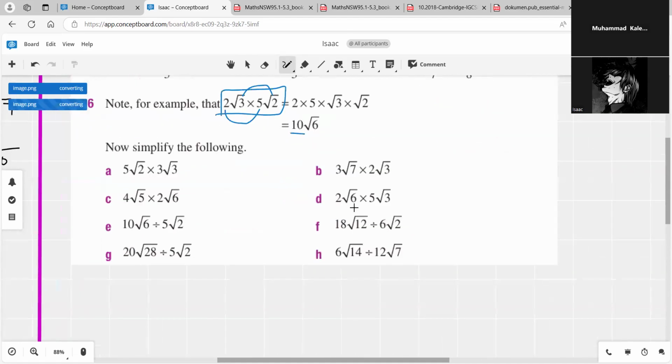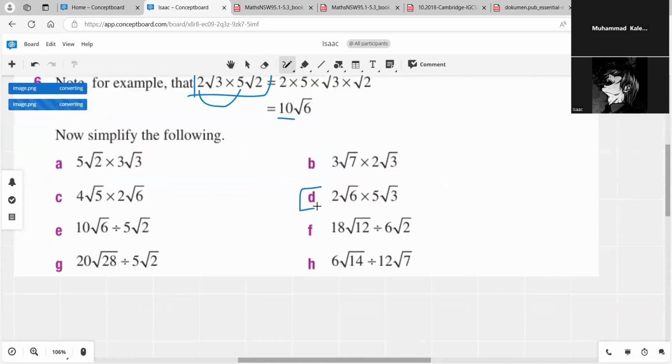Yeah, same thing we have here. We already almost know about it. So what will be the answer of this one? Can you please tell me? It'll be 10 square root 18. 10 square root 18. Yeah, that's right. Can we simplify it further?